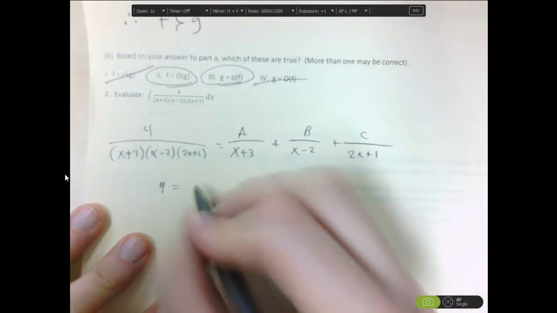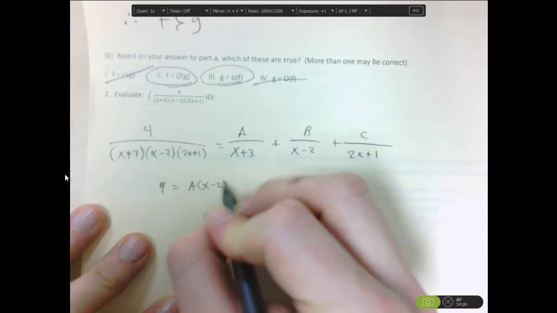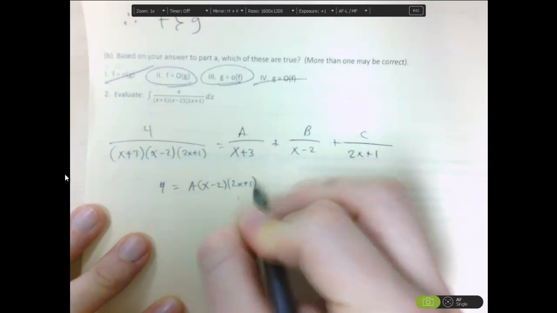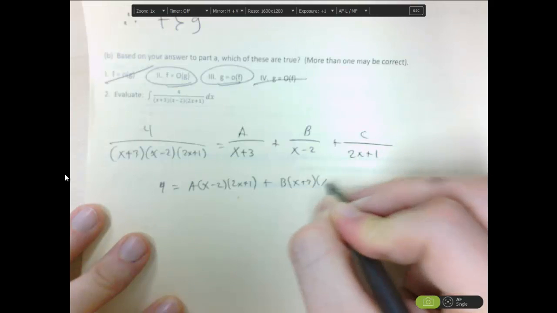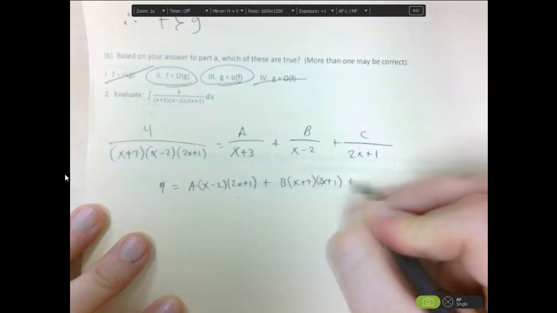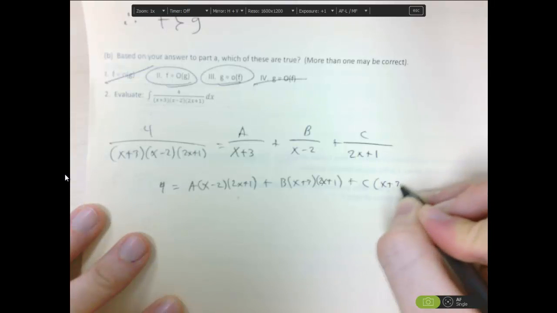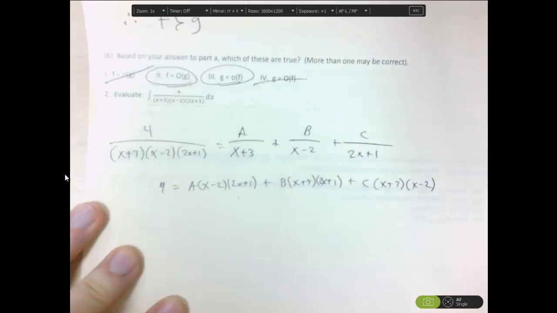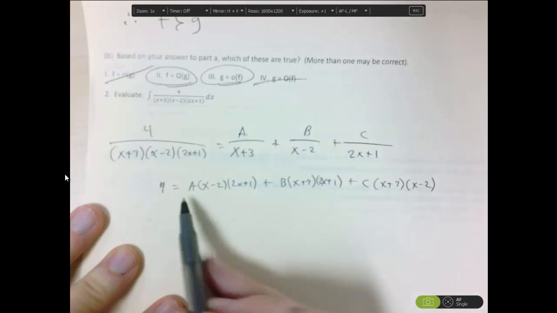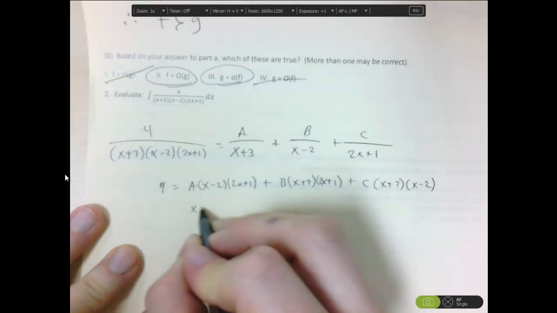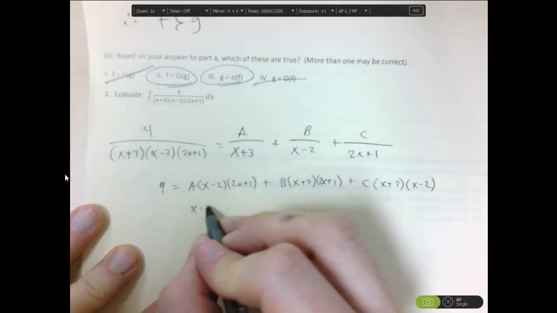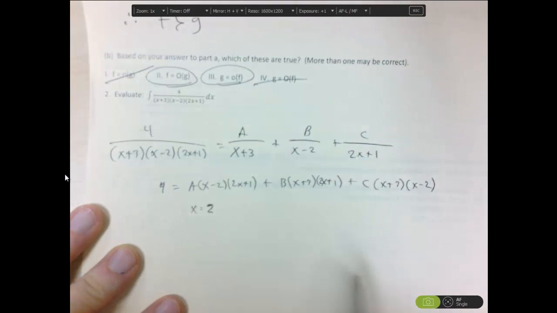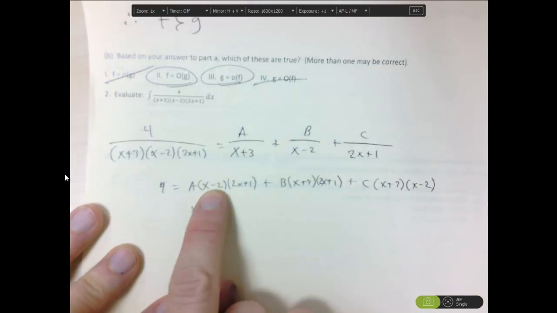So that gives me 4 equals a times x minus 2 times 2x plus 1, plus b times x plus 3 times 2x plus 1, plus c times x plus 3 times x minus 2. All right. I've got to find out what a, b, and c are. So let's plug in x values that will eliminate some of these terms. If I plug in x equals 2, that eliminates a and it eliminates c, because each of these linear factors are going to be 0.